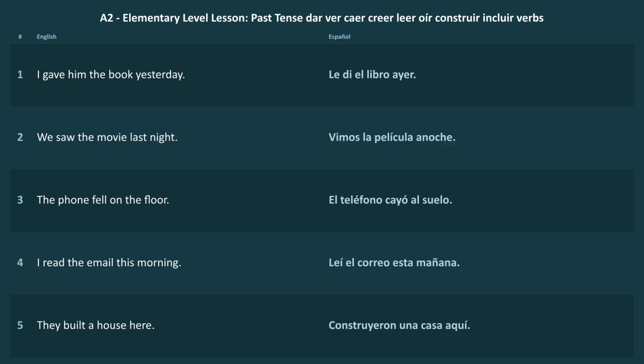Let's start with dar, to give. In real conversation, you'll often hear little sentences like di un regalo, I gave a gift, or le di las llaves, I gave him or her the keys. That little le means to him or to her. Super common. How do you say I gave him the book yesterday in Spanish?